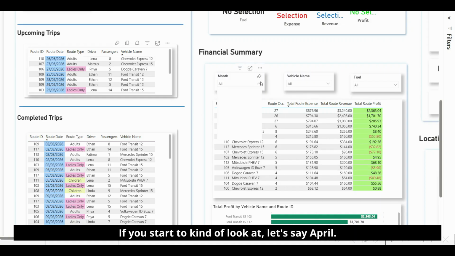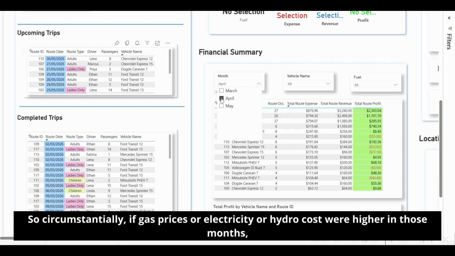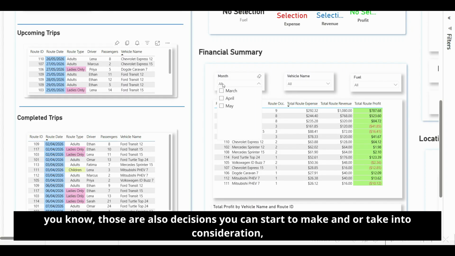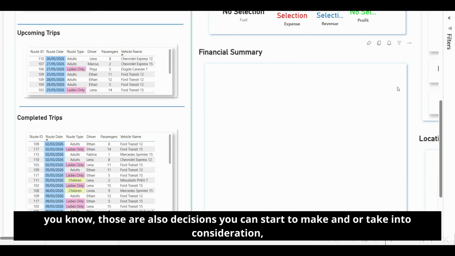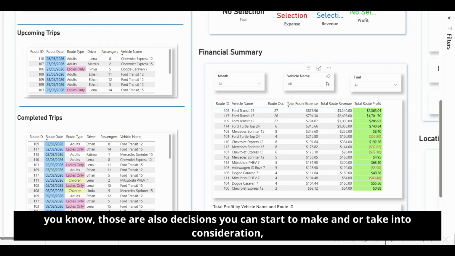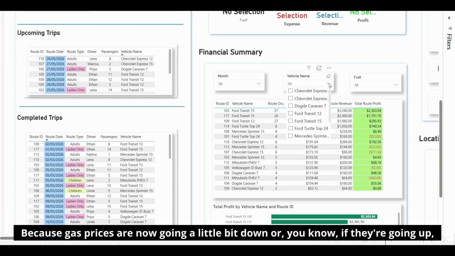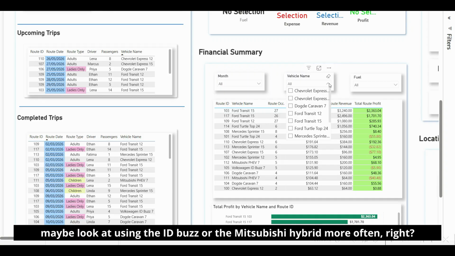So let's look at it, if you start to kind of look at, let's say, April. Circumstantially, if gas prices or electricity or hydro costs were higher in those months, those are also decisions you can start to make or take into consideration, right? Because gas prices are now going a little bit down, or if they're going up, maybe look at using the ID Buzz or the Mitsubishi hybrid more often, right?